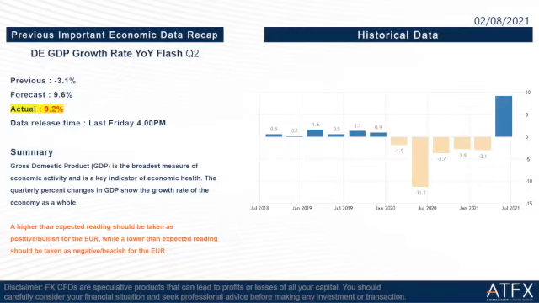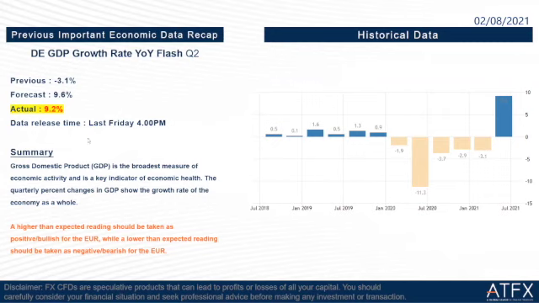Let's start our daily briefing with the recap of previous important economic data. The first one is Germany GDP growth rate yearly flash Q2. The previous is negative 3.1%, the forecast is 9.6%, and the actual is 9.2%, which is slightly lower than the forecast. So the euro dollar should be taken as negative or bearish.